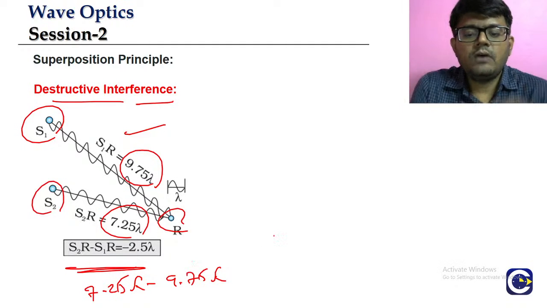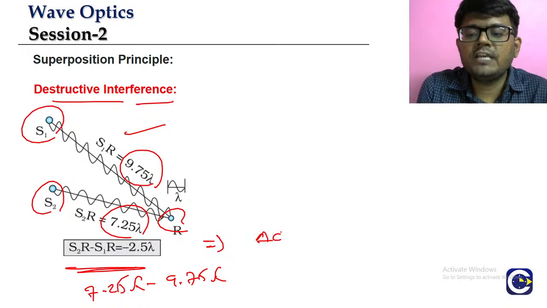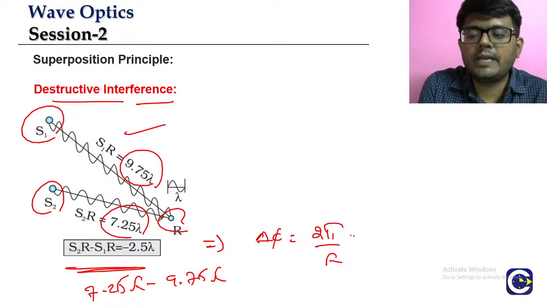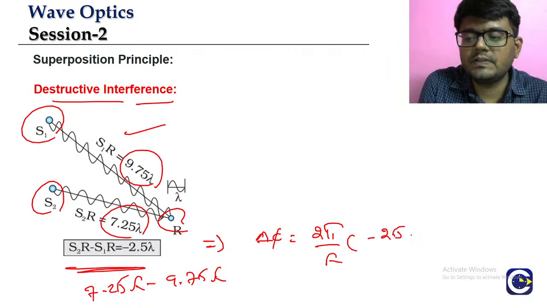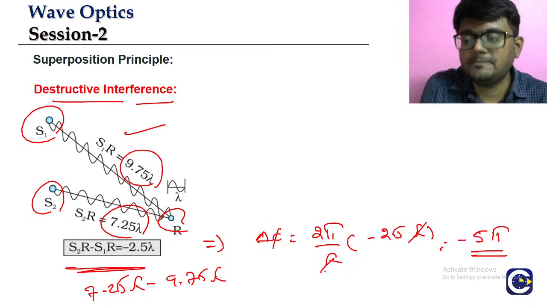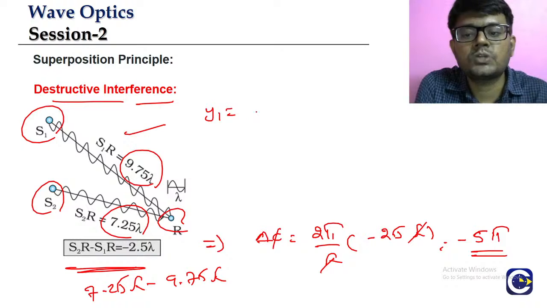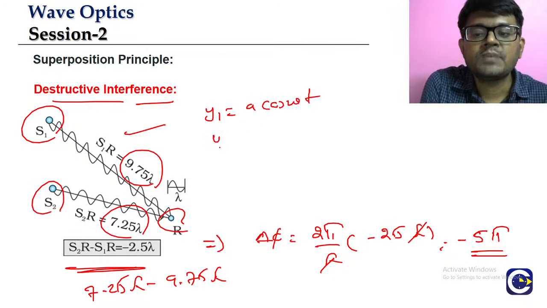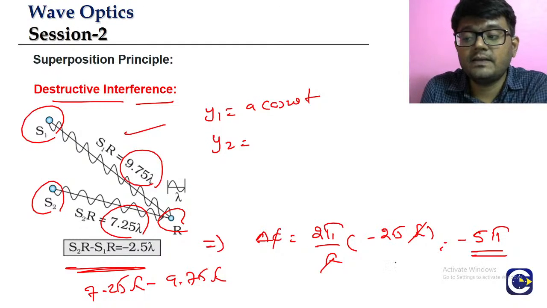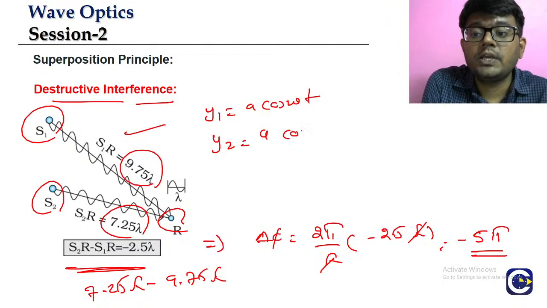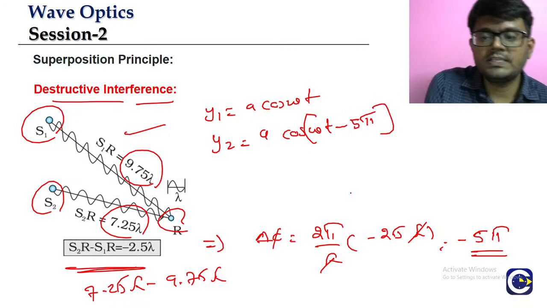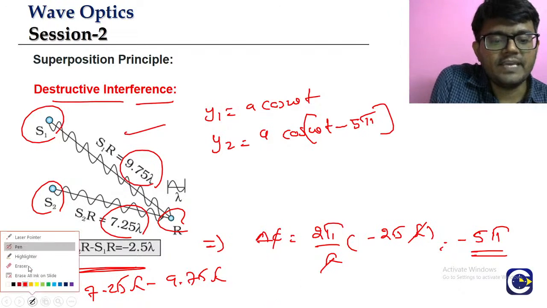Now, if the path difference is minus 2.5 lambda, what is the corresponding phase difference? 2 pi by lambda into the path difference, minus 2.5 lambda. Lambda is cancelled. What is it? Minus 5 pi. So the wave equation coming from source 1 is A cos omega t. Then from source 2, here you see the phase difference is negative, so source 2 will be A cos of omega t minus 5 pi.